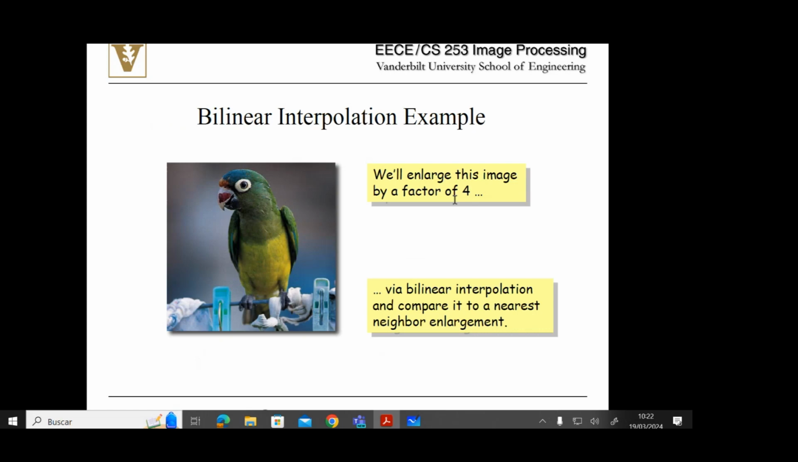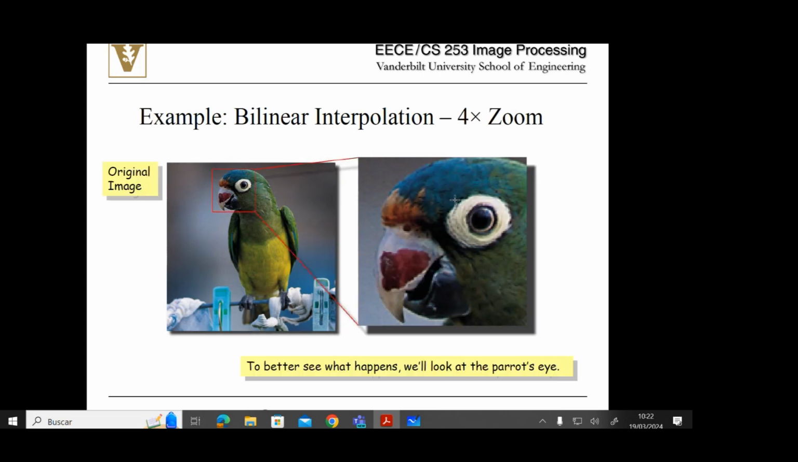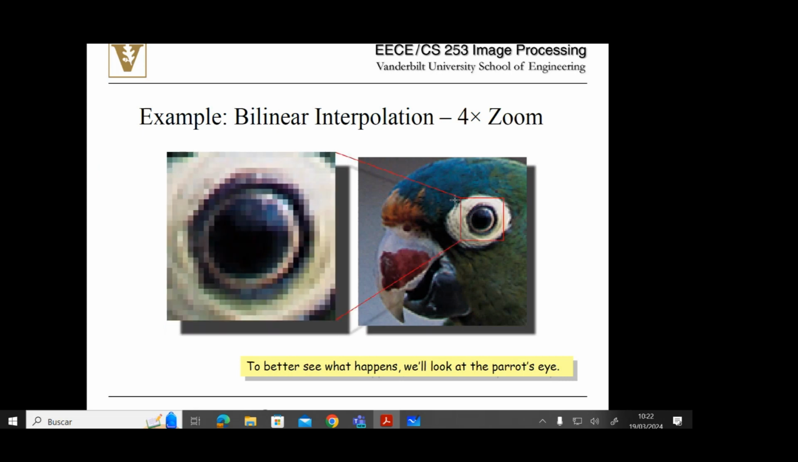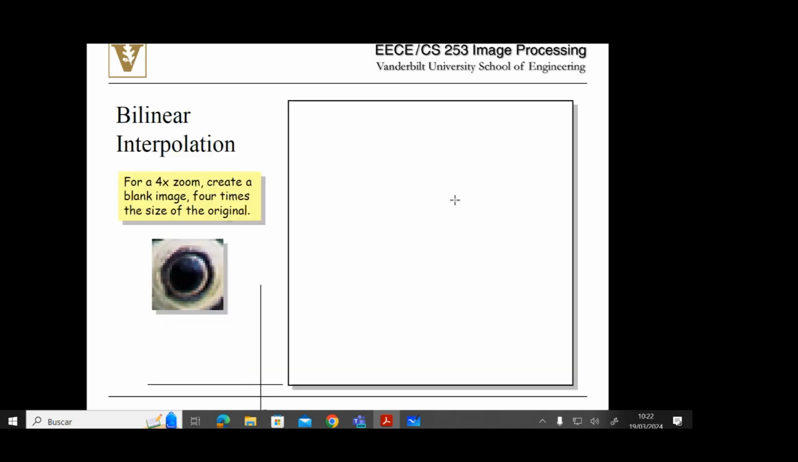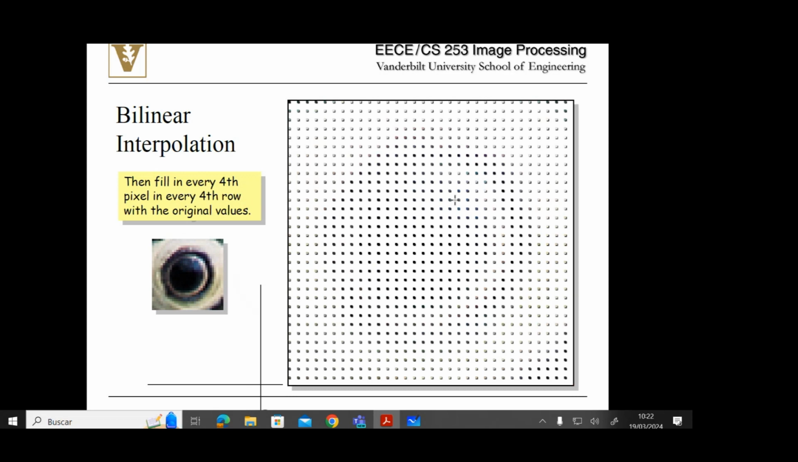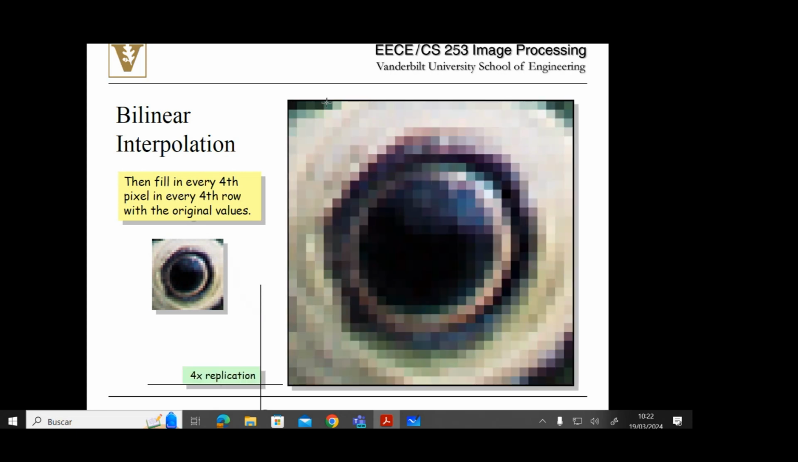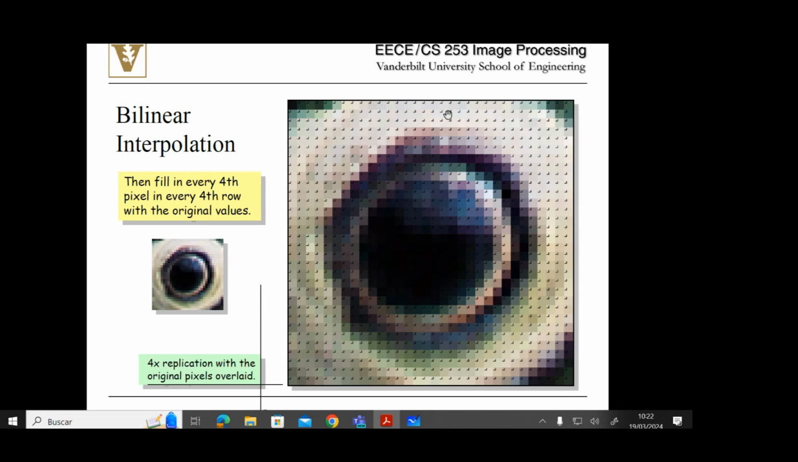Okay, so let's see an example. Let's say that we have this image, we want to enlarge by a factor 4. This is the result with bilinear interpolation. So let's see how to do that. First you make this expansion by a factor 4. Now you have 3 pixels in between with non-pixel values. So you have a pixel value that you know, 3 zeros, another pixel value that you know, 3 zeros, and so on. These are the ones that I have to evaluate.